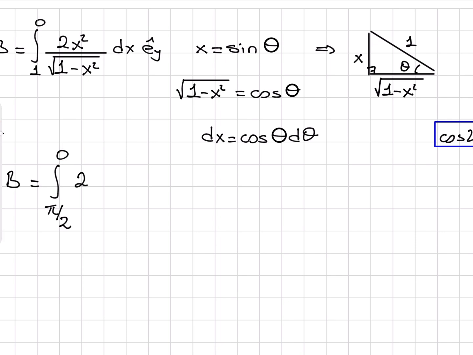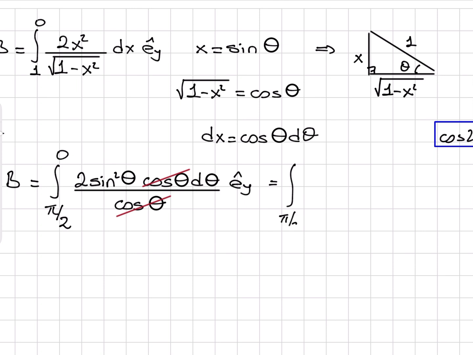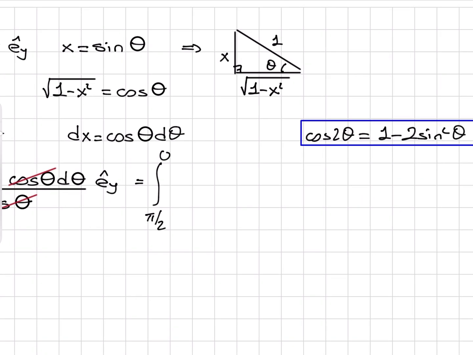2x squared becomes 2 sine squared theta. dx is cosine theta d theta. And square root of 1 minus x squared is cosine theta. This is in the ey hat direction. Now you can see that these cosine thetas will cancel out. I will be left with the integral from pi over 2 to 0. For 2 sine squared theta, I can substitute 1 minus cosine 2 theta. So this is 1 minus cosine 2 theta d theta in the ey hat direction.